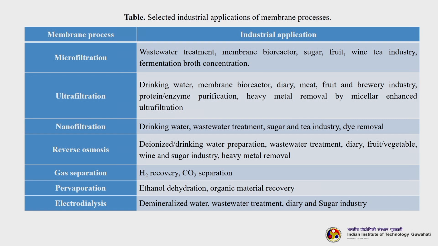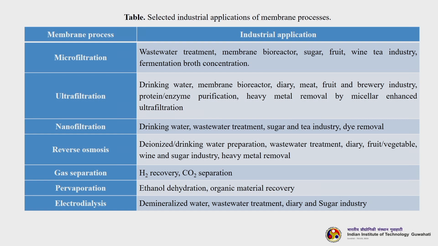Similar applications can also be done by ultrafiltration, and we can also use ultrafiltration for the separation of proteins, enzymes and antibodies. Then nanofiltration is utilized for drinking water and wastewater treatment purposes, as well as sugar and tea industry and dye removal for textile effluents. Then reverse osmosis, the classical example is of course desalination and drinking water preparation. Then wastewater treatment, dairy and fruit vegetable industries, wine and sugar industries, as well as heavy metal removal from various effluents.